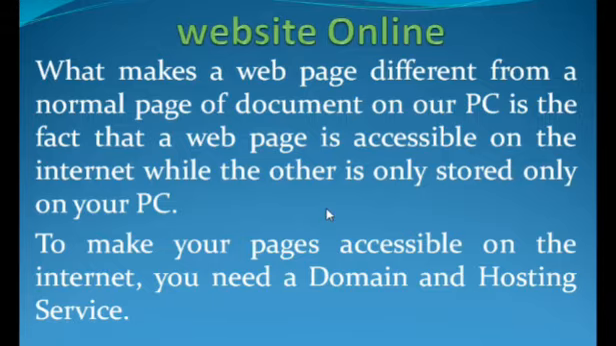What makes a web page different from a normal page or document on our personal computer is the fact that a web page is accessible on the internet, while the other one is only stored on your PC. When there is a power outage and you need to show it to somebody, even though the person's own system is charged, your own system is down, so you cannot show it. But when it's a web page, it's available on the internet. Once the person has access to the internet, they can go there and view it, even though the personal computer you used to make it in the initial stage is down. Because these things are online, they are accessible, so people can always go there.